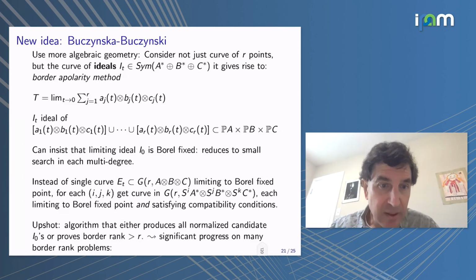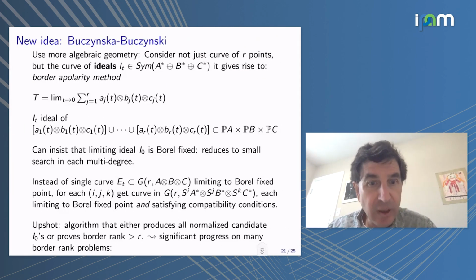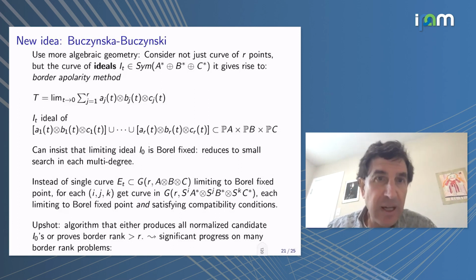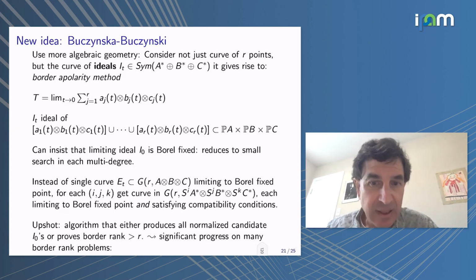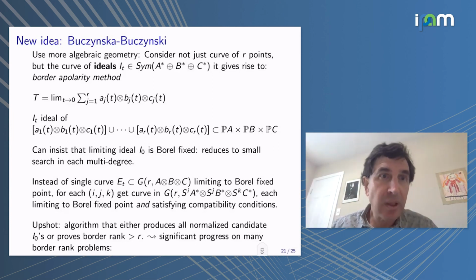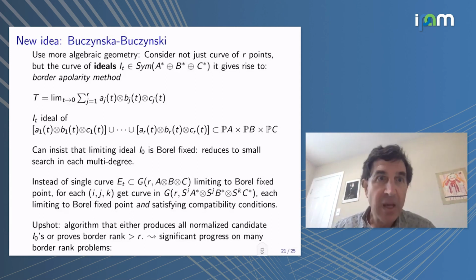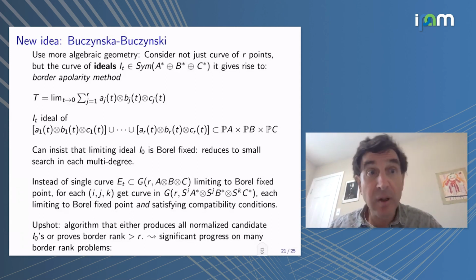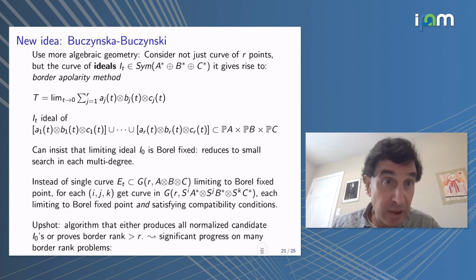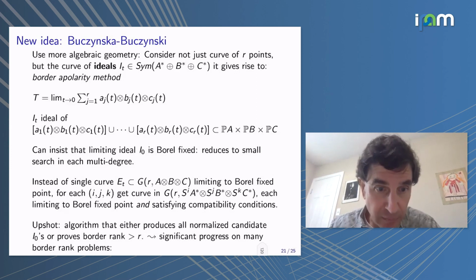Now, the upshot is that this algorithm either produces all normalized candidate ideals or proves your tensor has border rank greater than R. And this has led to significant progress on many border rank problems. Now, I don't want to go into exactly the nature of the progress because it's harder to state the results, but you just have to trust me or come to my seminar lecture and I'll be very precise about what was proven, that this is a real major breakthrough.